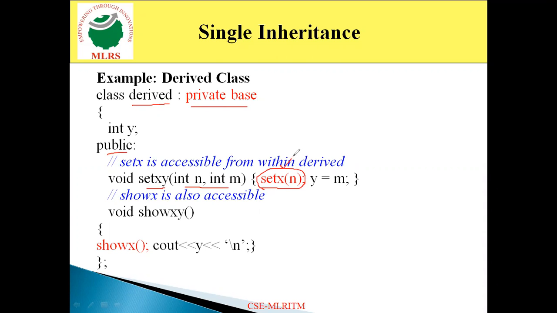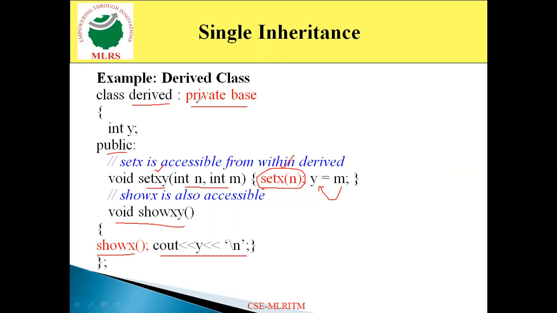So whenever I specify this statement, it immediately executes a function in the base class. And y is equal to m means I am assigning the m value to y. So this is the purpose of the setXY function. Then showXY is meant to print the x value and y value on the output screen. So showX simply prints the value of x on the output screen. And here I specify cout y, which simply prints the value of y on the output screen.